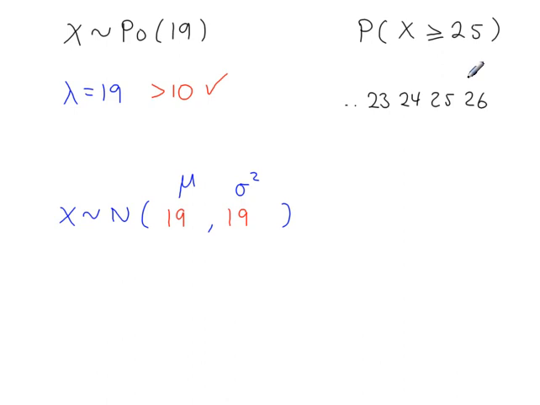For the continuity correction, we need values more than or equal to 25 here. We don't want the 24, we do want the 25. The boundary in between what we want and what we don't want is 24.5. So we work out the probability that x is greater than 24.5. This is our continuity correction.